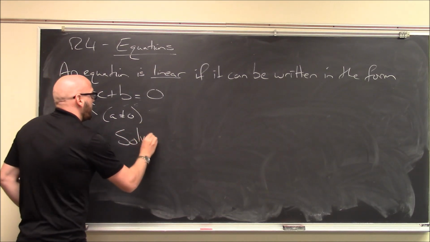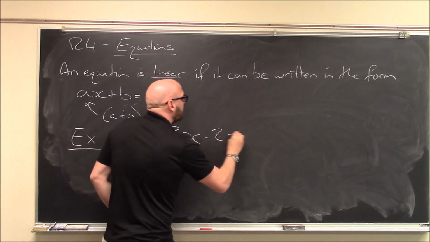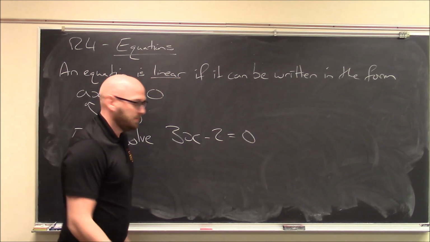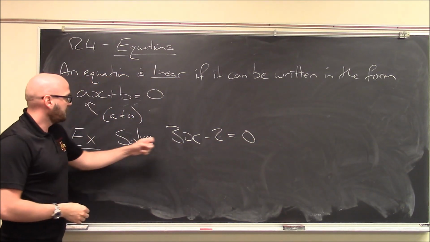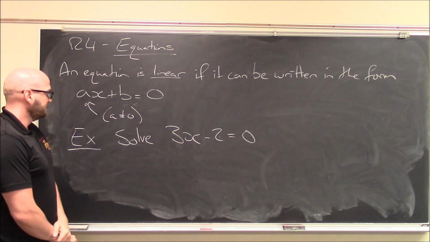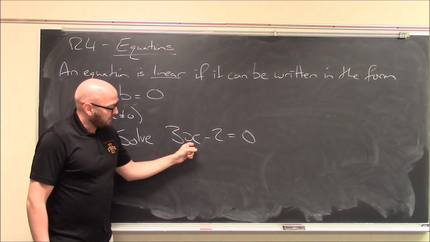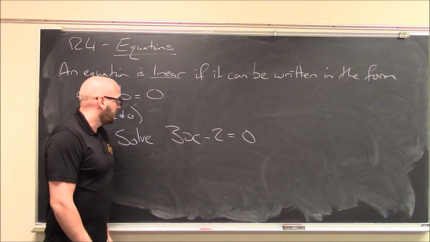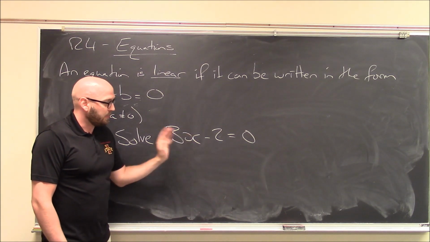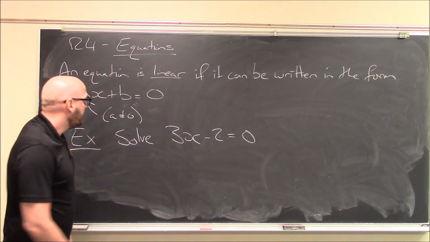Solve, here's a linear equation, 3x minus 2 equals 0. Right, in this case a is 3 and b is minus 2. So I want to solve for this, right? I want to find the value for x that makes this true. X is a variable. You can think of plugging in all sorts of numbers for x. I'm asking which value for x makes this true. How do we solve this?